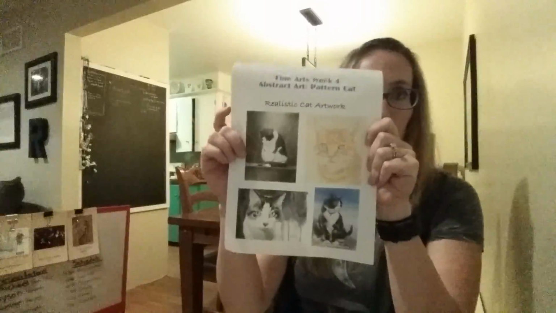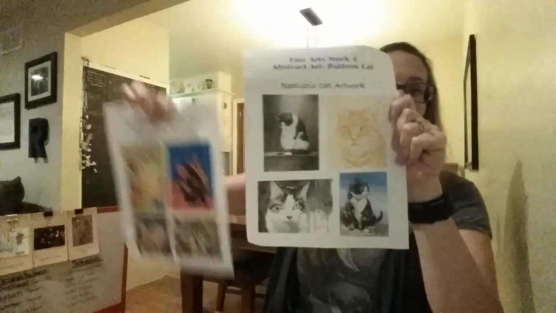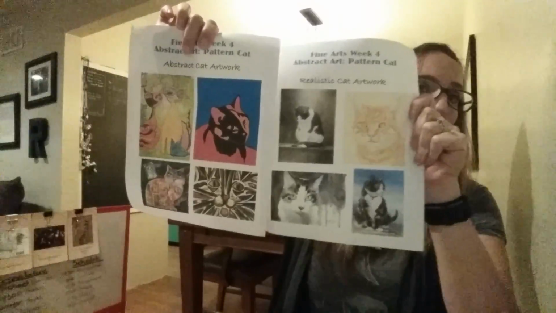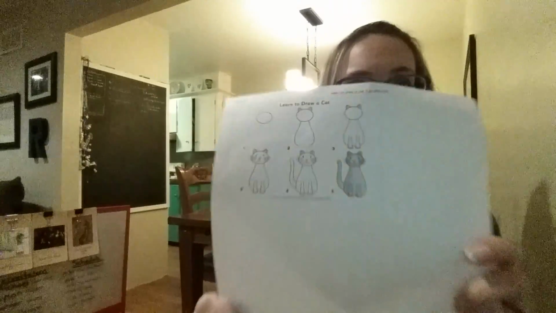Okay? I think that is all of our memory work for this week. A side note, for our abstract art, we looked at the difference between realistic art and abstract art, just with the example of cats. Then we drew our own easy version of the cats. And we divided the cats into different little sections and used our oils.